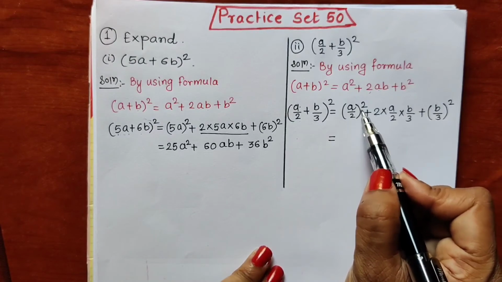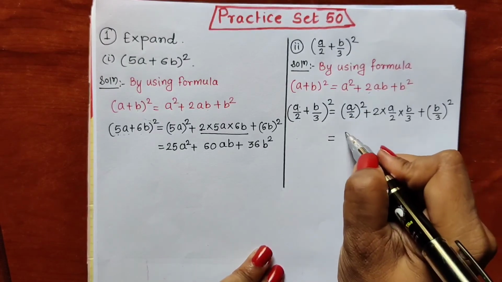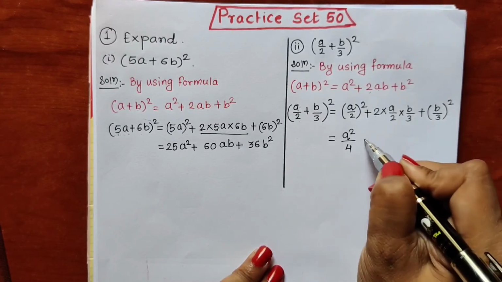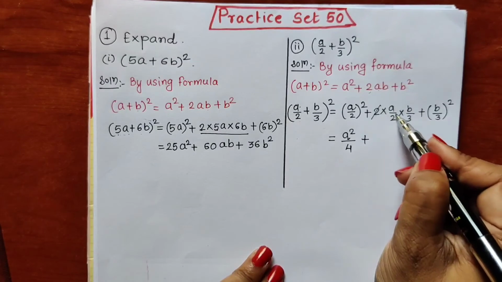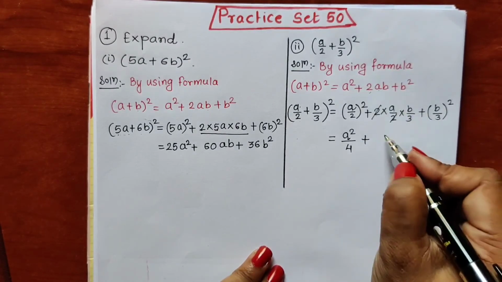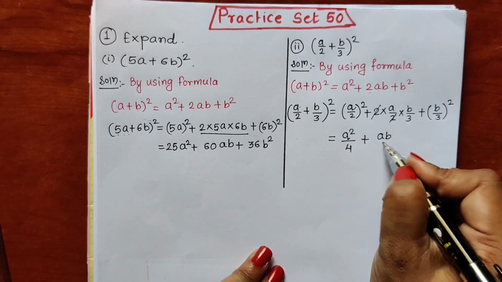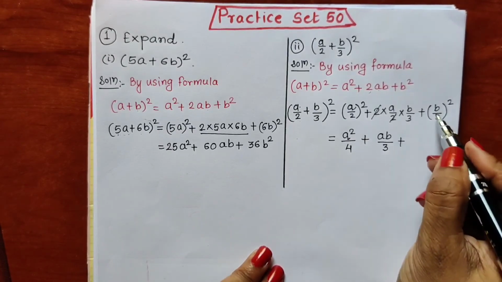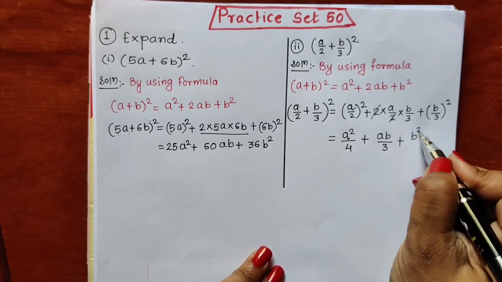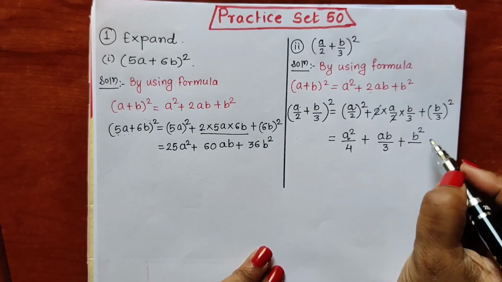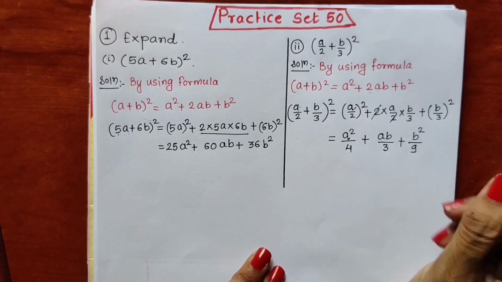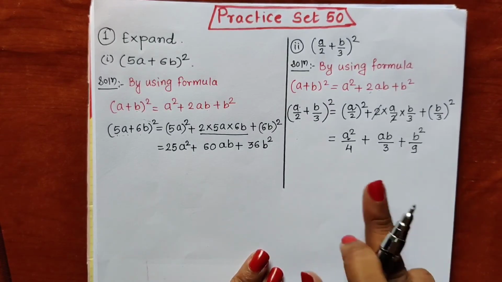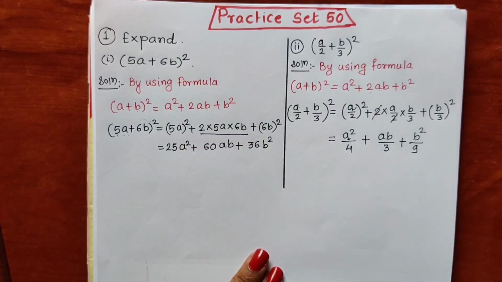(A upon 2) square. Square of a we cannot find out, so we write it as a square, and square of 2 is 4. We all know that. Now see children, here 2 can get cancelled. In numerator we get a into b, that is ab, upon 3 in the denominator, plus b square. We cannot find square of b, so we write b square as it is, but square of 3 we can find out, so square of 3 is 9. So in this way we can get the answer. All these terms are different terms, they are not like terms, so we cannot add them.